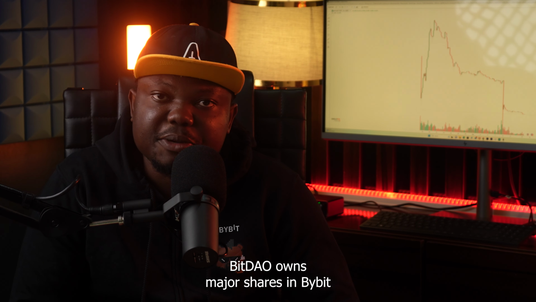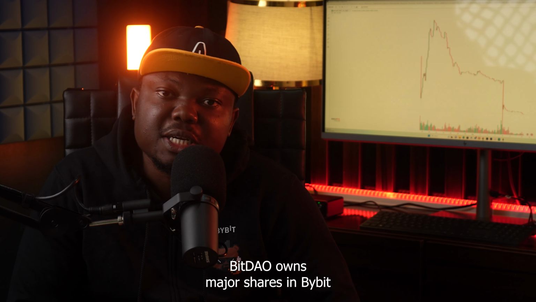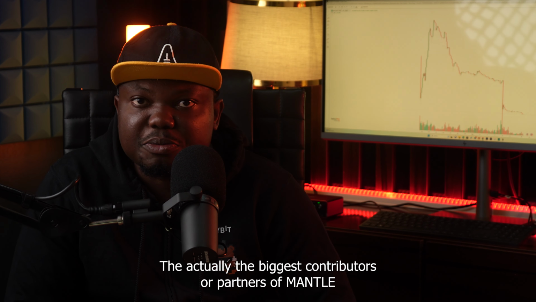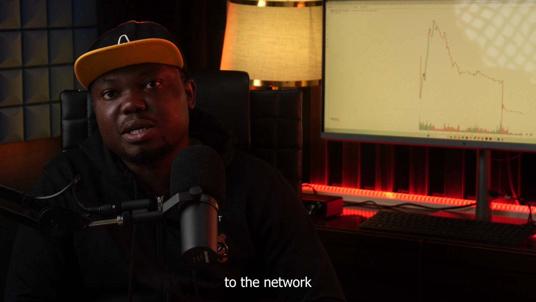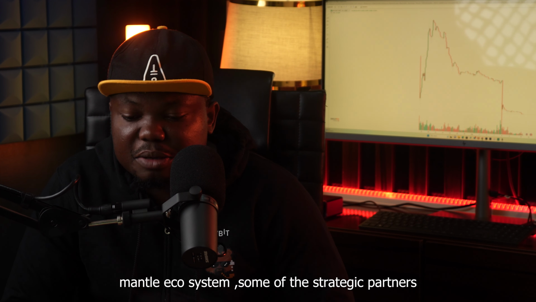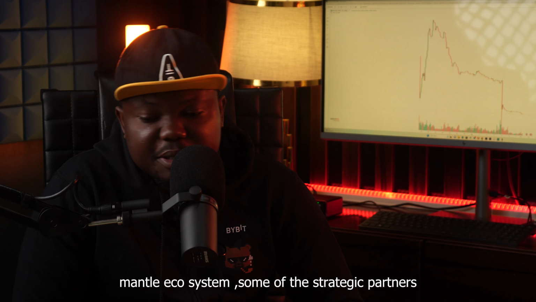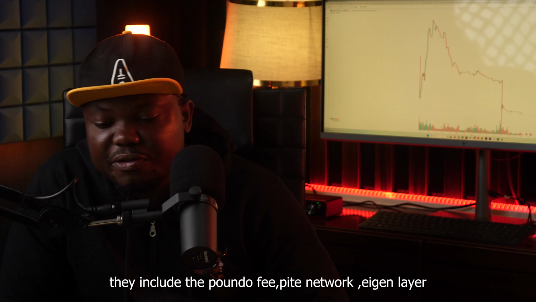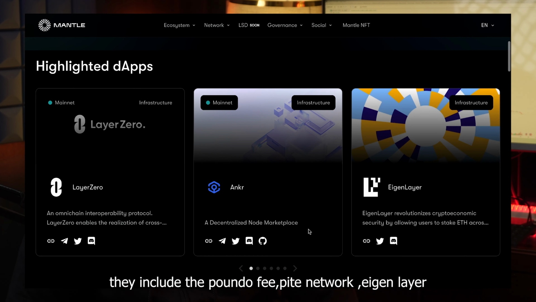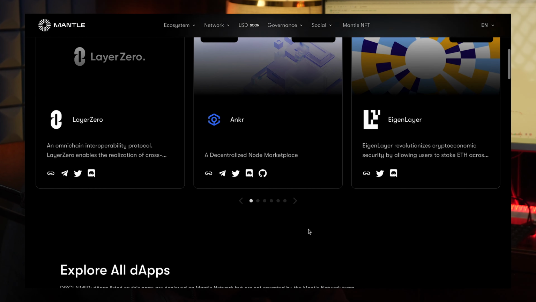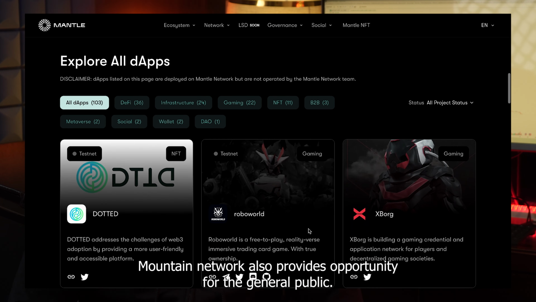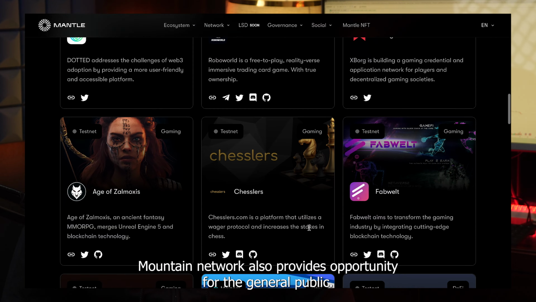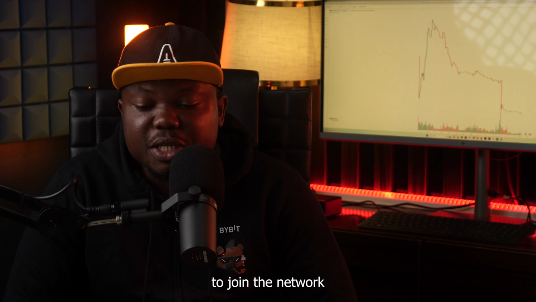Like I said before, Bybit is one of the biggest backers, like BitDAO. BitDAO owns major shares in Bybit. They're the biggest contributors and partners of the Mantle network, the Mantle ecosystem. But some of the strategic partners include Pandolfi, Pyth Network, EigenLayer, CloudWeb, and others.